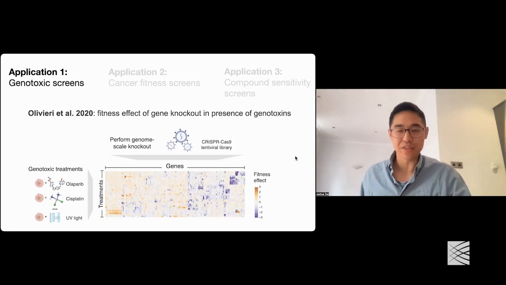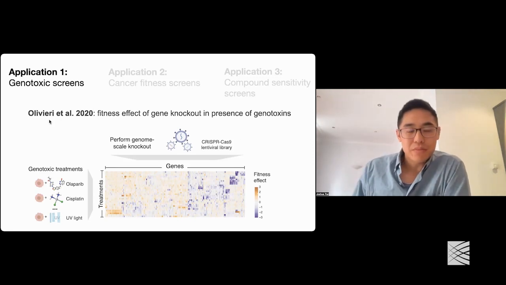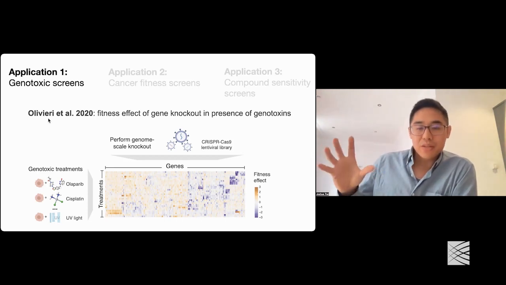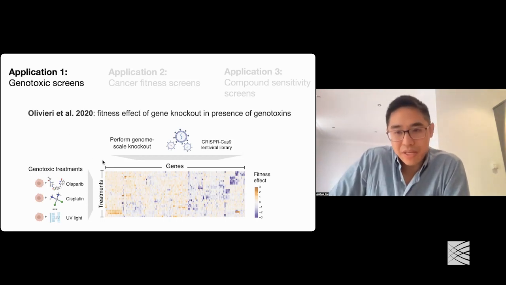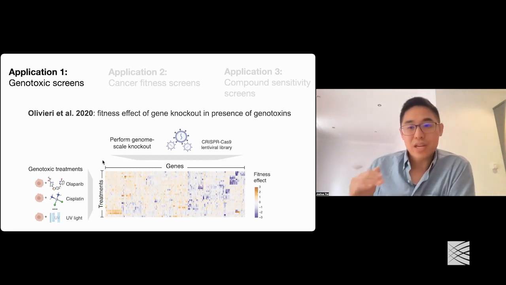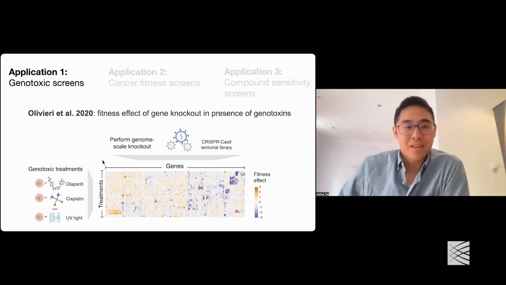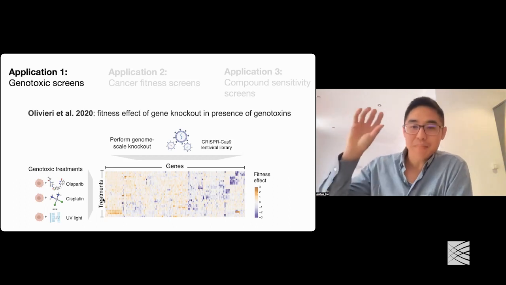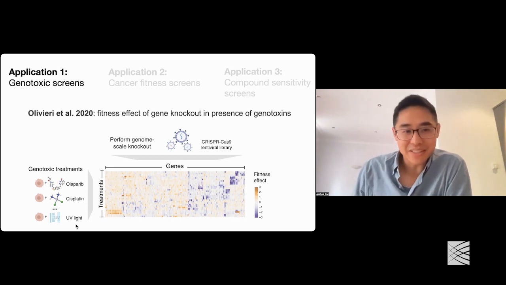So I'll discuss 2 fitness screens that we applied our method on. This one is from the Durocher lab in Toronto, Olivieri et al. And they performed a very cool screen. So what they did was they started with a parental cell line, which is called RPE1, and they applied 31 genotoxic treatments to that exact parental cell line. So each of the rows in this matrix here, in these treatments, is that parental cell line treated with some drug, or in this case, UV light.